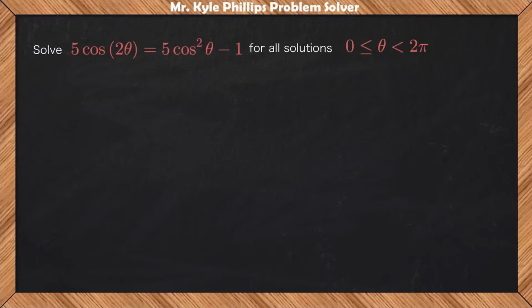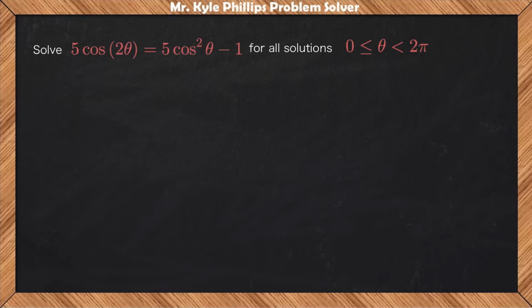Hey everybody, so in this video we're going to be solving this trigonometric equation. They tell us 5 cosine of 2 theta equals 5 cosine squared theta minus 1. They want us to give every solution that is on the unit circle, so we're going to go from 0 to 2 pi. Now I can include 0 as a solution, but I cannot include 2 pi because of that less than sign.